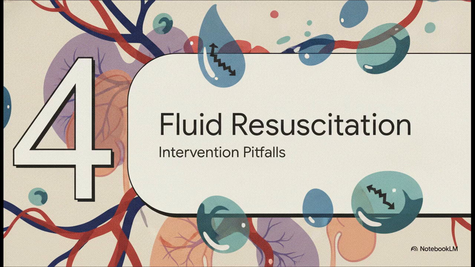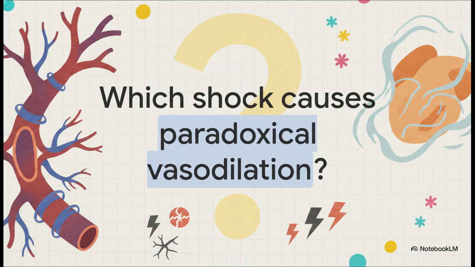Okay, moving to section 4, pitfalls in fluid resuscitation. This is all about what happens when our medical interventions actually backfire. So, in a hemorrhage, the sympathetic nervous system normally forces larger arterioles to vasoconstrict, right? But which categories of shock are associated with a paradoxical vasodilation of these larger arterioles? Is it A, septic shock, B, cardiogenic shock, C, neurogenic shock, or D, both A and C?